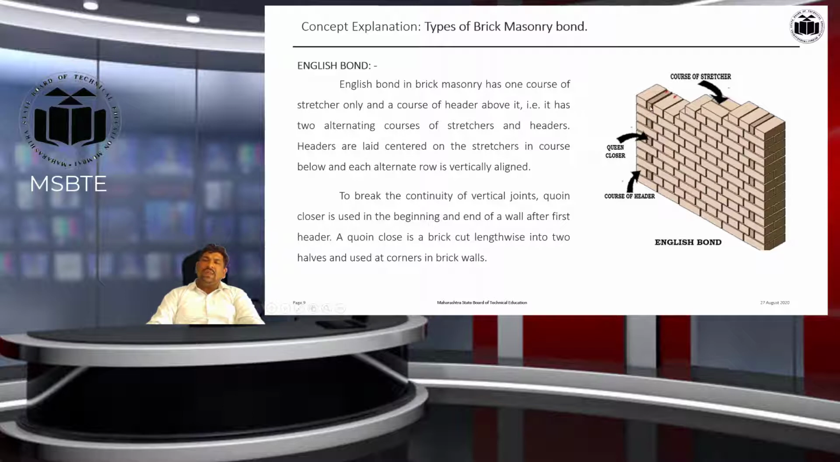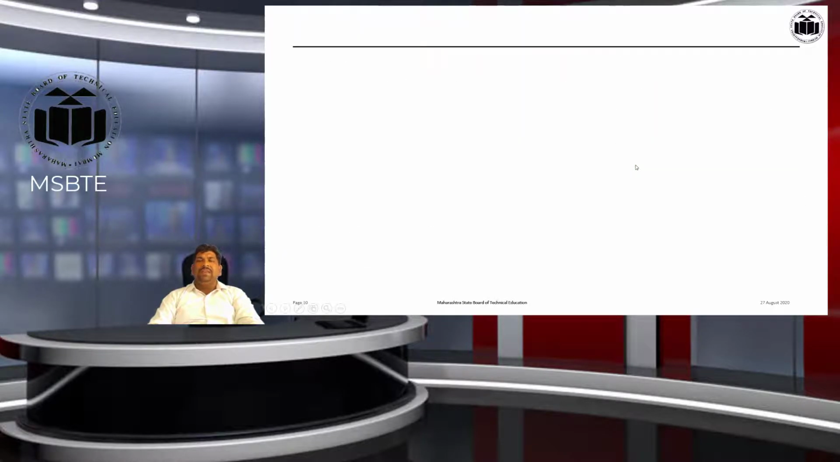As we know, if we construct an English bond, some places will occur where the complete width of a brick will not fit, because the gap is smaller, so you are supposed to provide a smaller piece of brick, and that is nothing but the queen closer. On this edge also and on this edge also you are supposed to provide the queen closer to complete the layer of brick masonry. So this is nothing but the English bond.